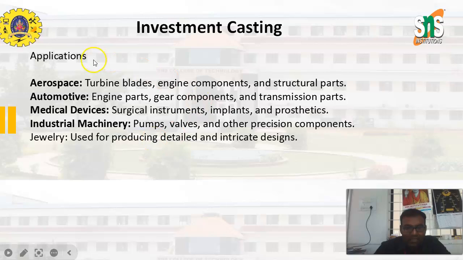Some of the applications: in aerospace industries, turbine blades, engine components and structural parts can be made. In the automobile industry, engine parts, gear components and transmission parts can also be produced. In medical devices, surgical instruments, implants and prosthetics can be produced. And in industrial applications, different types of pumps and valves can be produced.